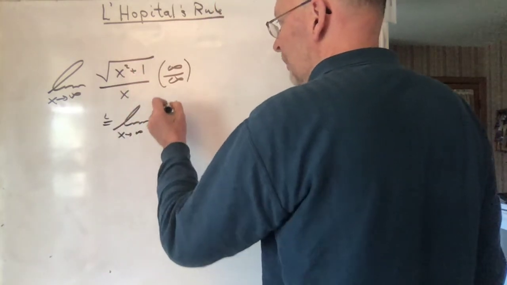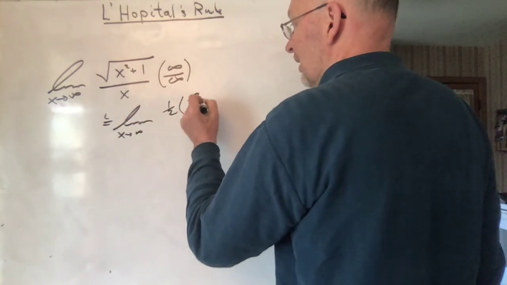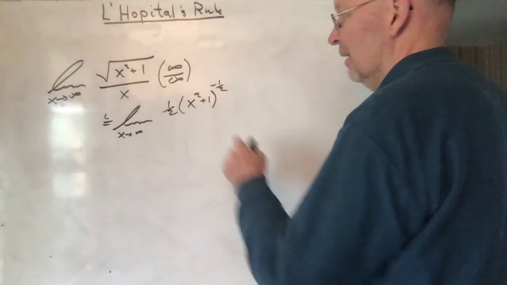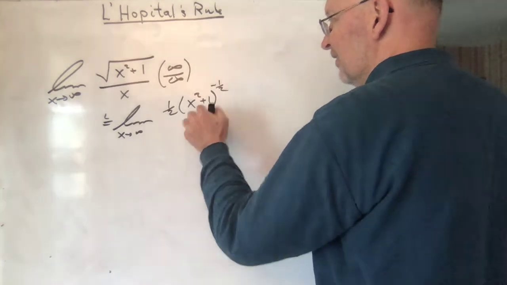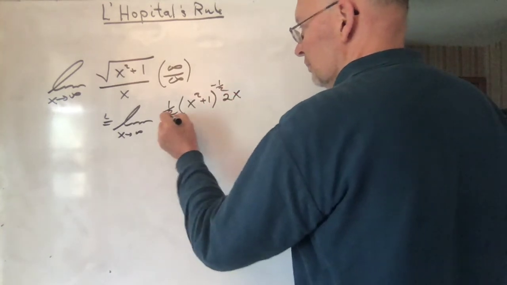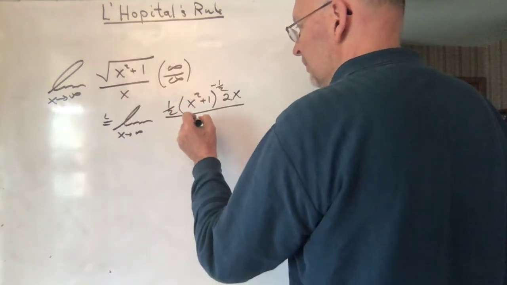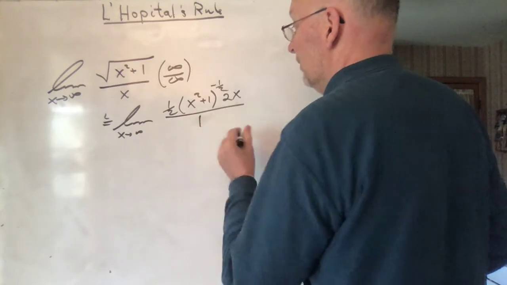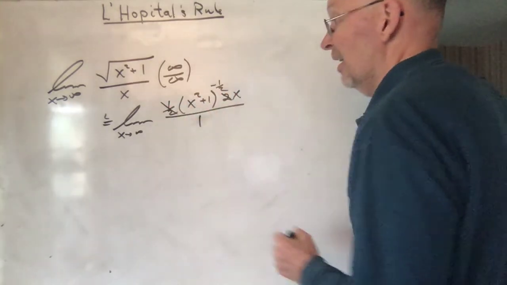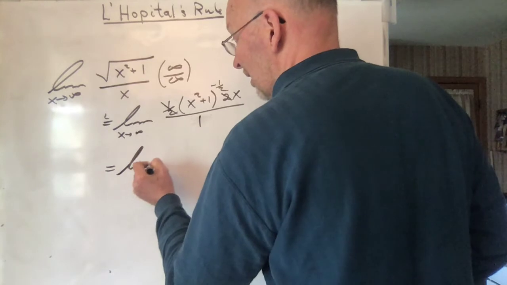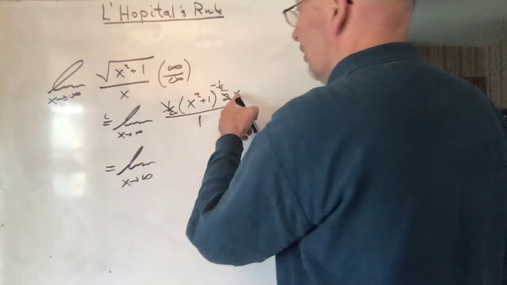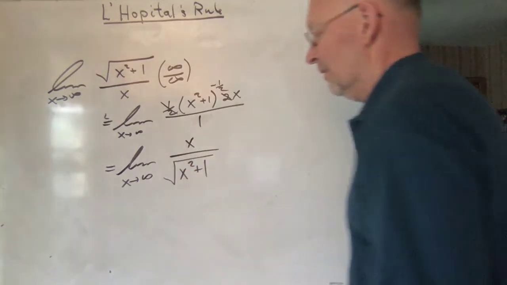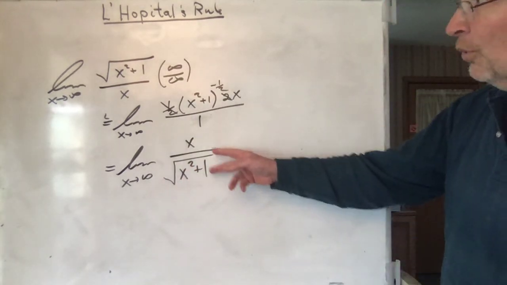The derivative of the top is going to be 1/2 times x squared plus 1 to the minus 1/2, times the derivative of the inside, which is 2x. The derivative of the bottom, x, is just 1. So this goes with this, and notice what we end up with. We end up with x. Okay? That's one of my favorite problems too.